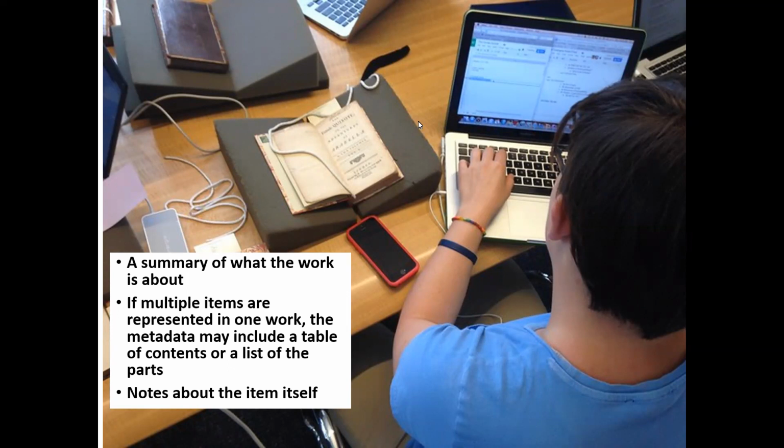If multiple items are represented in one work, such as multiple volumes, you may include a table of contents, or you might include a list of parts. That can also be chapters within a book. So we see that a lot more than in the early days of cataloging. And then finally, we will add notes about an item itself to give a little bit more information.